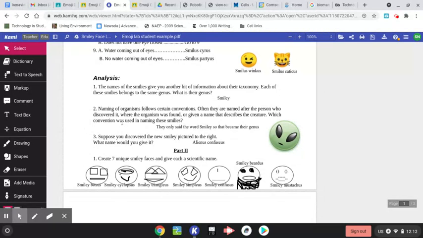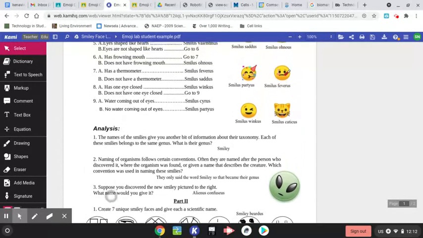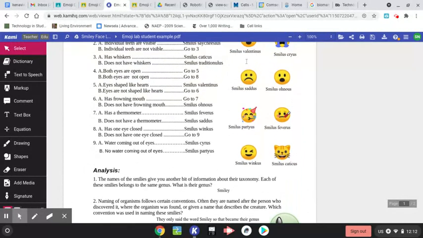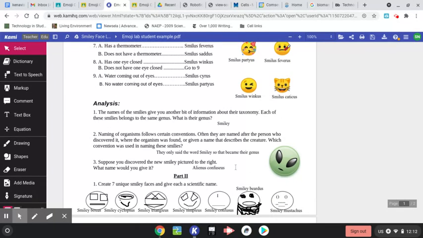The last question here: suppose you discovered a new smiley picture to the right. What would you give it? Alienus confucius. It looks a little confused. I guess you could do that. I was more hoping that you would recognize that all of these circular emojis have the genus Smilus, so that you would have followed along there. A better answer might have been Smilus alienus. But nonetheless, that's how that should look.